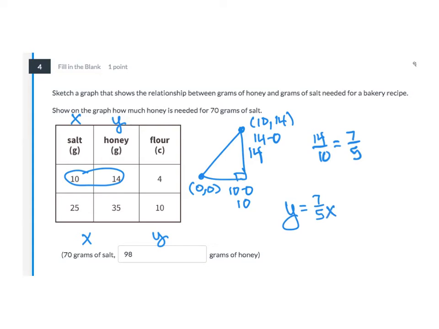And remember that our x is the salt, our y is the honey. So it says our salt needs to be 70. So we're going to put 70 in for our salt. That is our x. We're going to say 7 over 5 times 70. Let's go ahead and put it into our calculator. Press enter, see what we get. And our y, which is our honey, is 98. So notice how 98 is our answer.